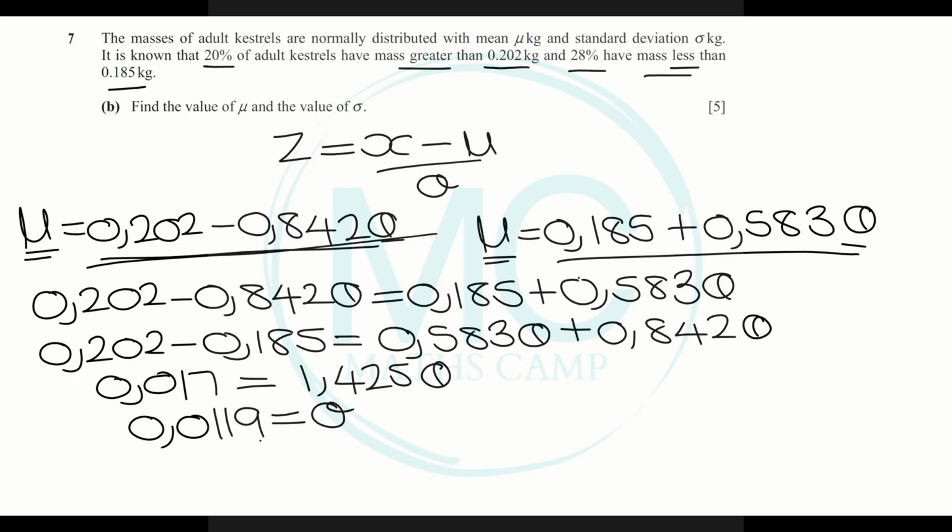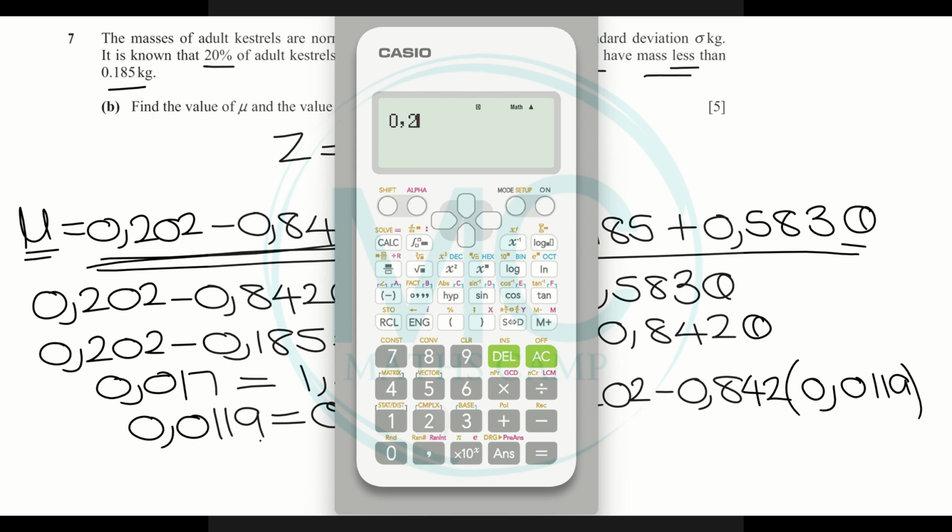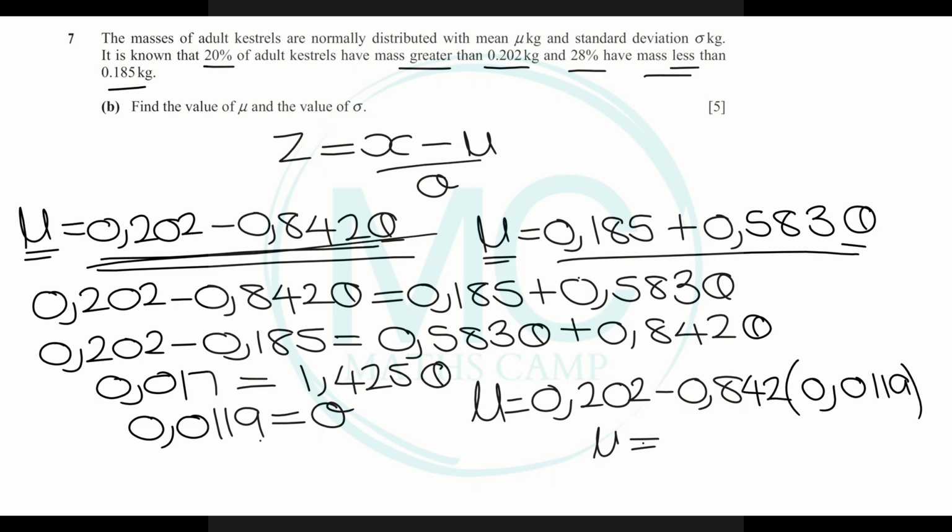With this, I can now find mu, and I'm going to substitute it into this equation over here. So I can say that mu is equal to 0,202 minus 0,842 multiplied by 0,0119. Take my calculator. 0,202 minus 0,842 multiplied by 0,0119 is equal to 0,1919, which gives me a mu value of 0,192.